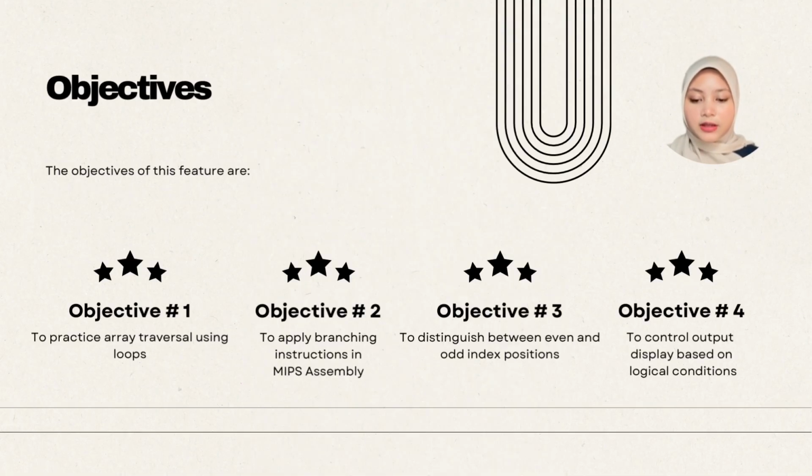The objectives of this feature are to practice array traversal using loops, to apply branching instructions in MIPS assembly, to distinguish between even and odd index positions, and to control output display based on logical conditions. This feature focuses on understanding how data is processed at the hardware and instruction level, which is a core concept in computer organization and architecture.